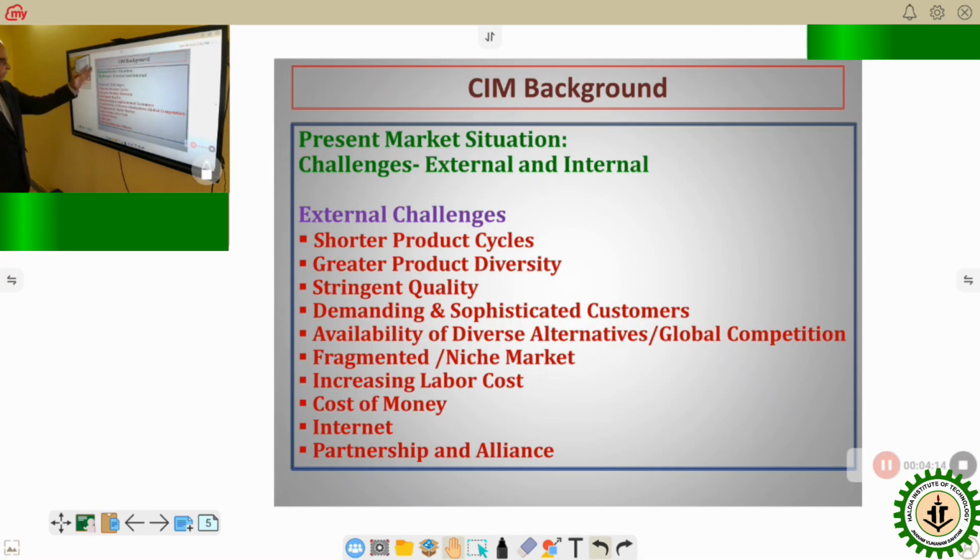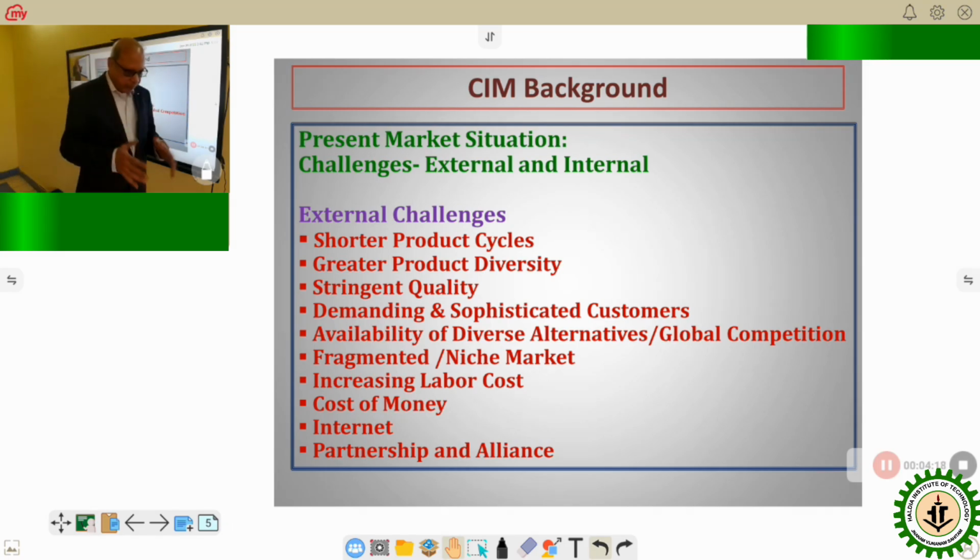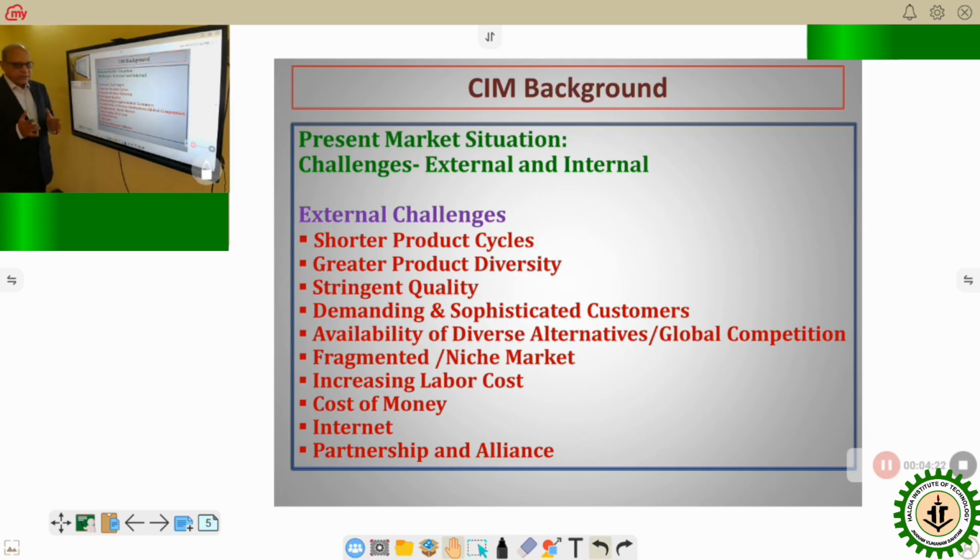Now, what is the CIM background? Whenever we talk about any new paradigm or new trend of the system, it is always imperative to look at the different challenges existing in the market or in the system itself, and the technologies which are coming which can cope with those challenges. Now the challenges prevailing in the market can be categorized under two broad headings.